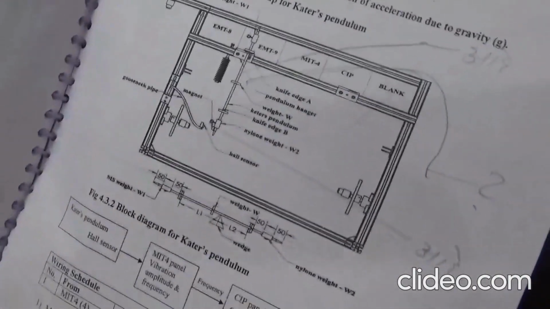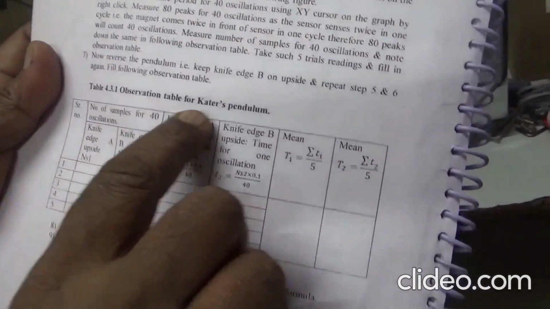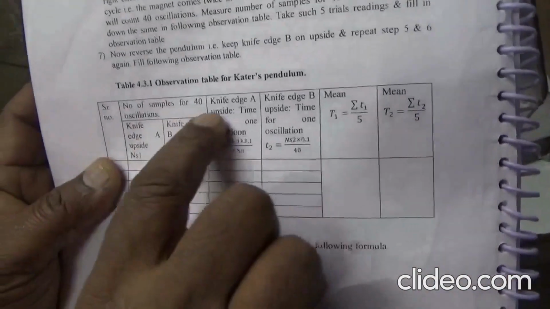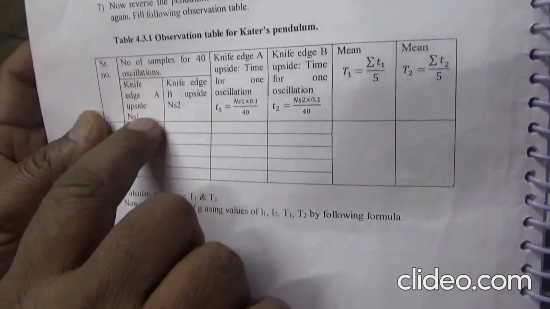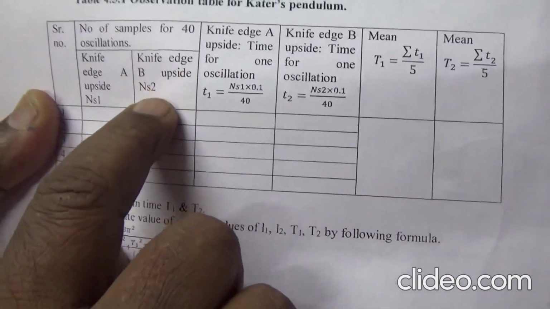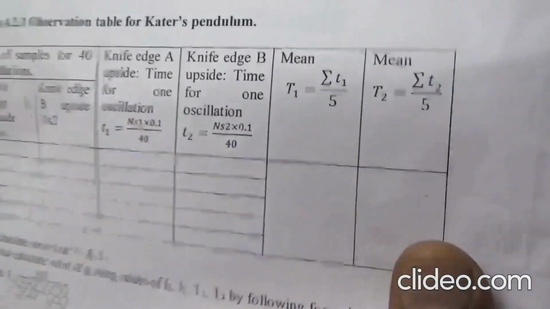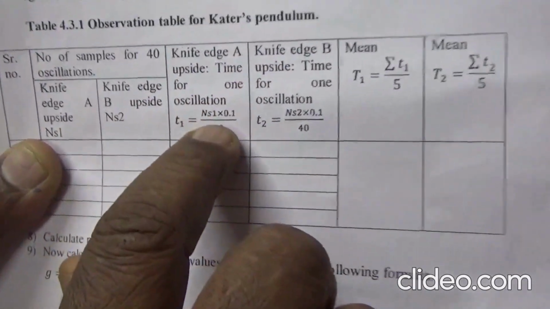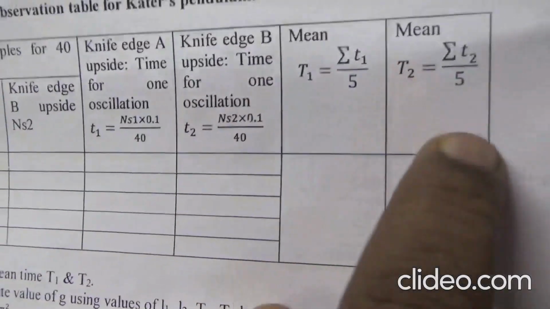So as per the manual, we have got the observation table. This is the experiment that we are performing, that is Cater's pendulum, and we have got a 4.3.1 observation table for Cater's pendulum. Serial number, 5 readings they have taken, number of samples for 40 oscillations. Knife edge A upside, NS1, knife edge B upside, NS2.